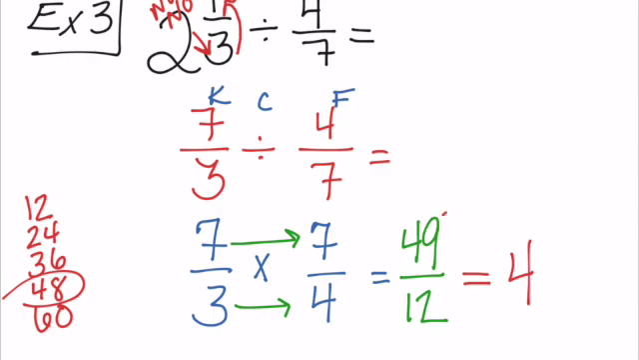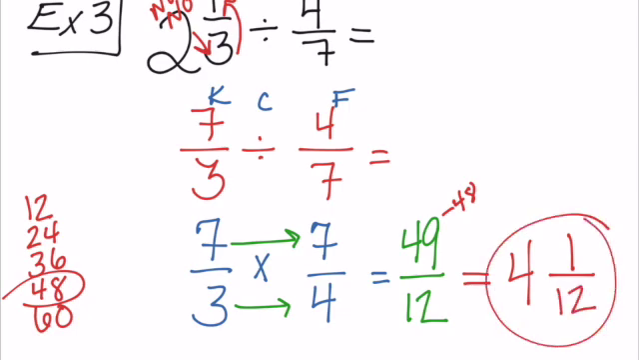4 times 12 is 48, so I'm taking away 48 little pieces. 49 pieces minus 48 pieces leaves me 1 piece, and I'm working in 12ths. So my final answer is 4 and 1/12, and then we're done.